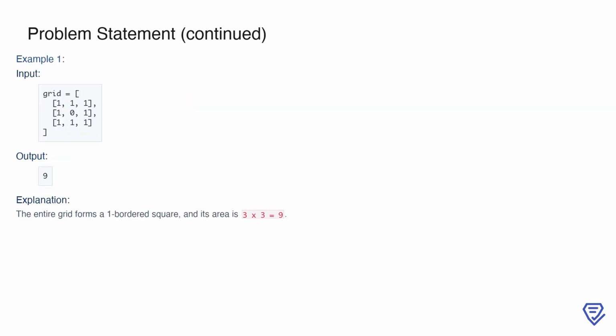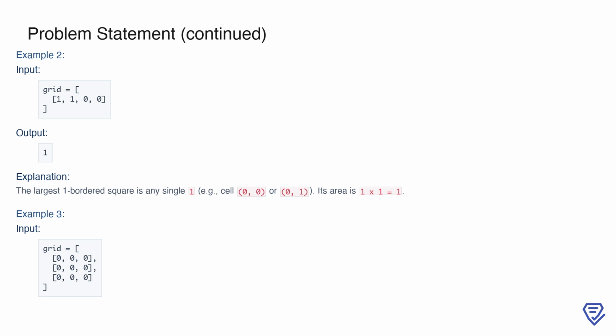Here, the grid is a 3 by 3 matrix with 1s on the borders and a single 0 in the middle. In this case, the largest one bordered square is the entire grid itself, because all the edges of the square are 1s. The area of the square is calculated as the side length squared, which is 3x3 equals 9. Therefore, the output for this example is 9.